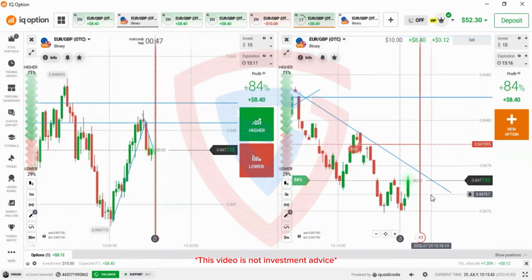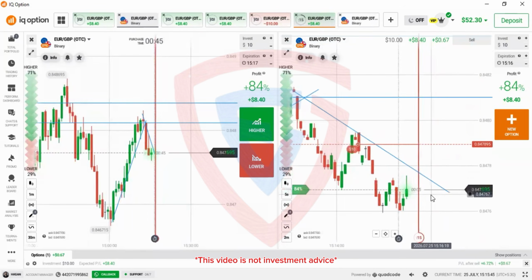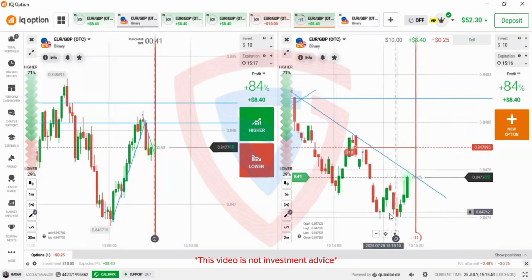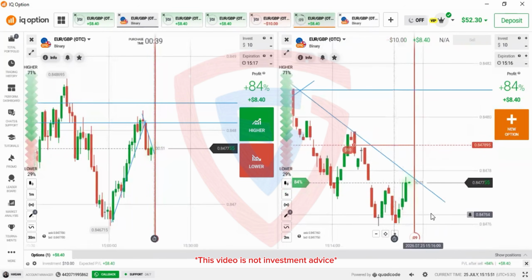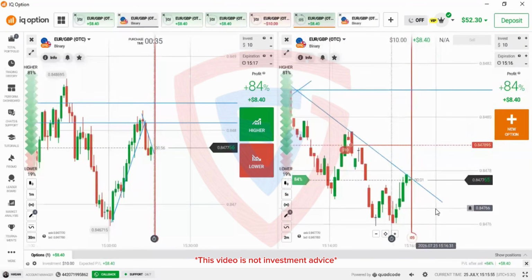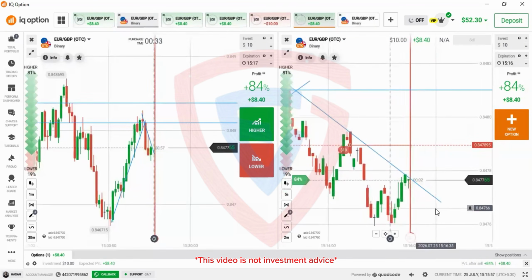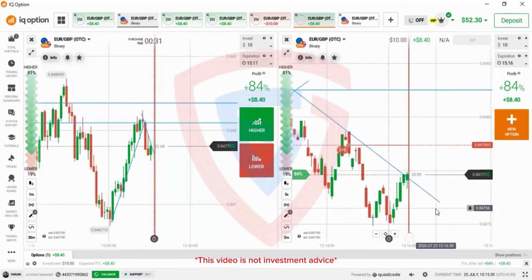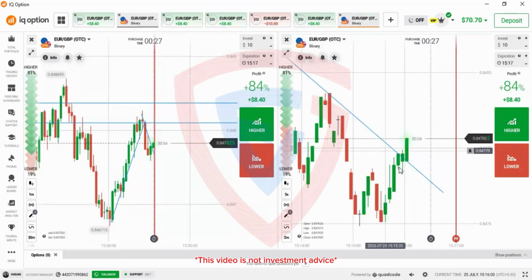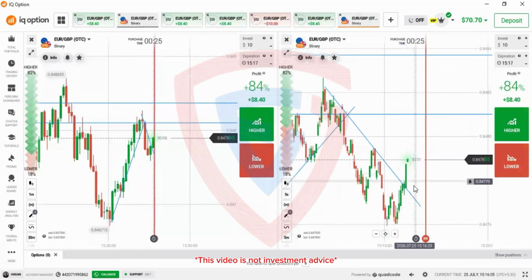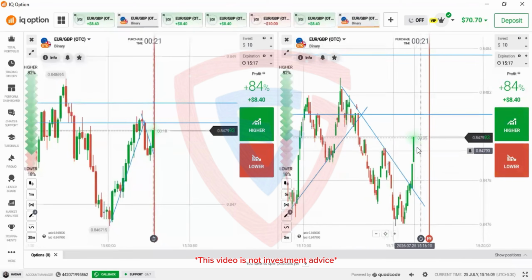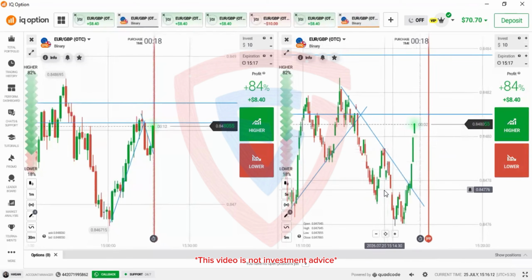Okay, we have 20 seconds. So you can see here it failed to make a low. It is not making a low. Okay, so this is a winning trade. It broke this level, which means we don't have any opportunity here. So here as well, it is trying to break this level.